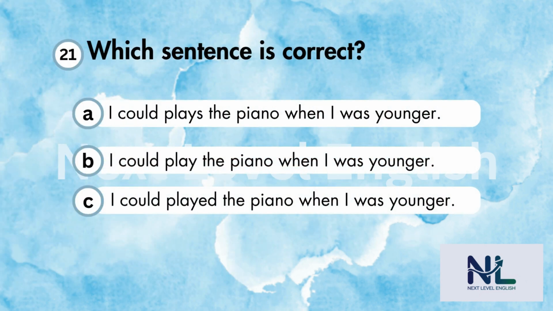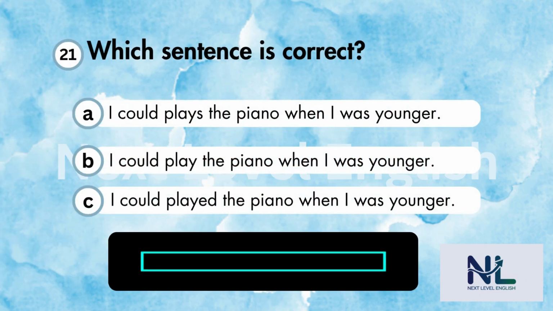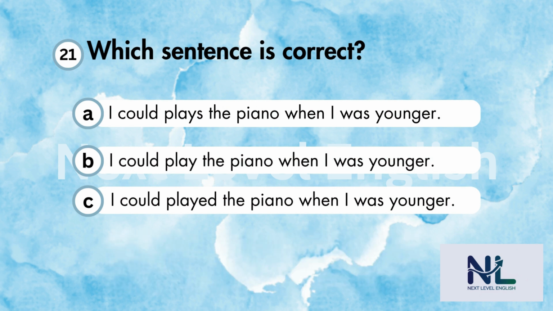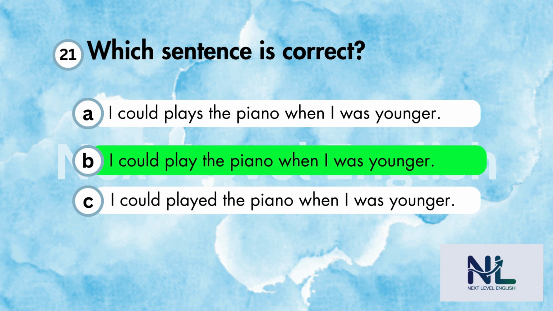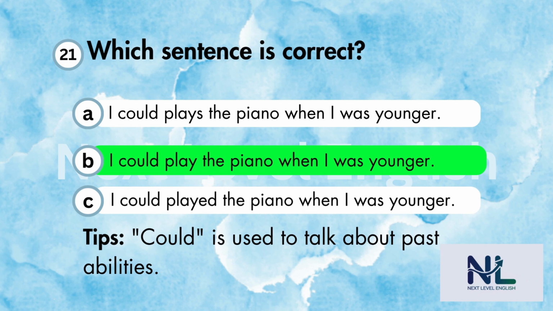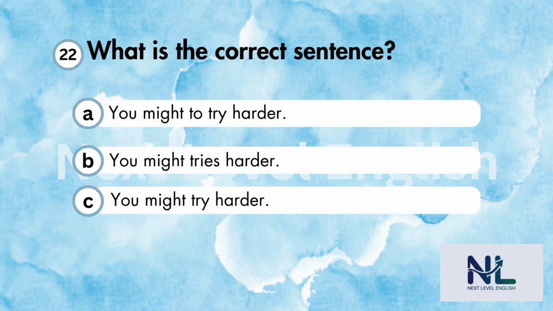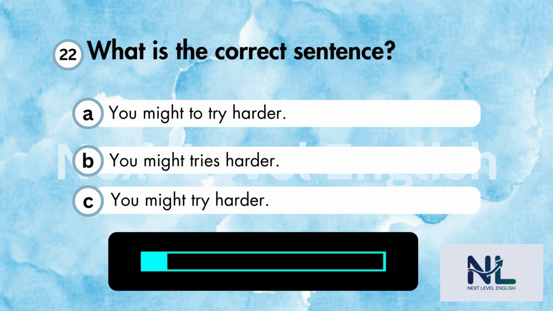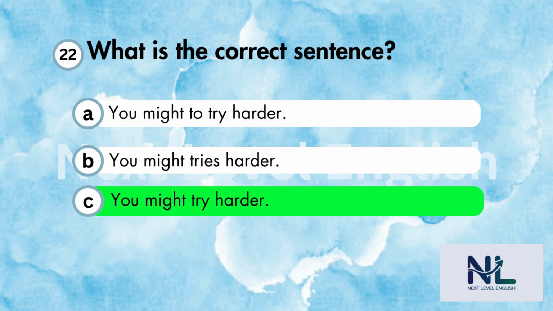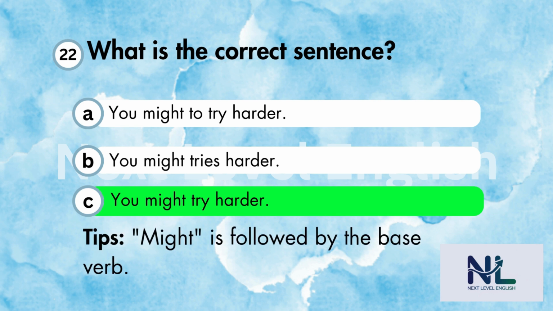21. Which sentence is correct? I could play the piano when I was younger. Tips, could is used to talk about past abilities. 22. What is the correct sentence? You might try harder. Tips, might is followed by the base verb.